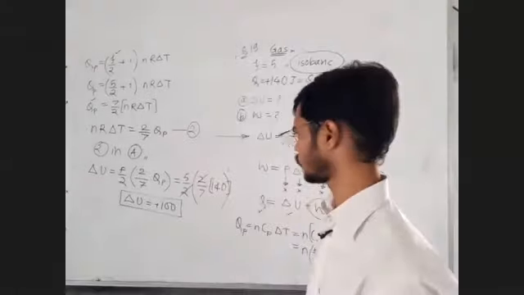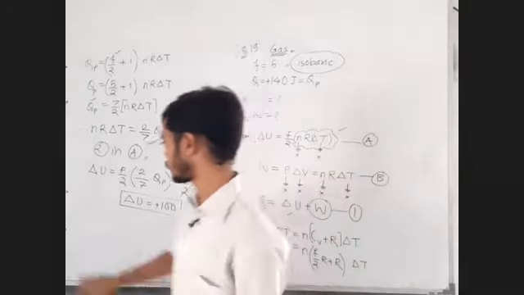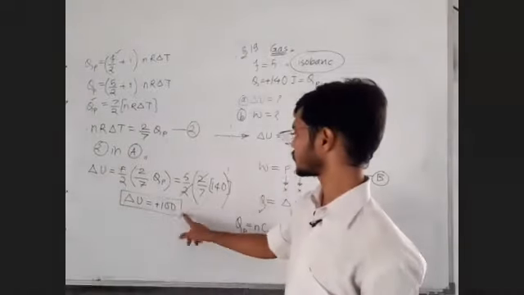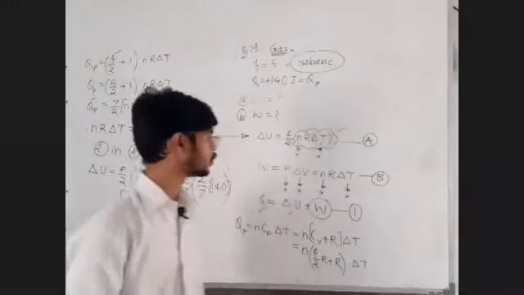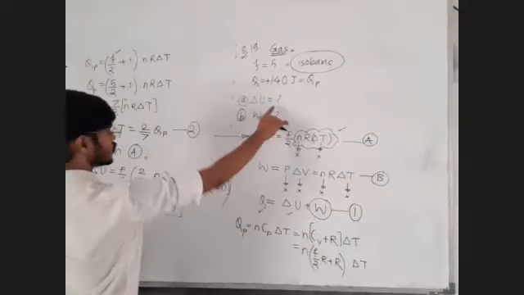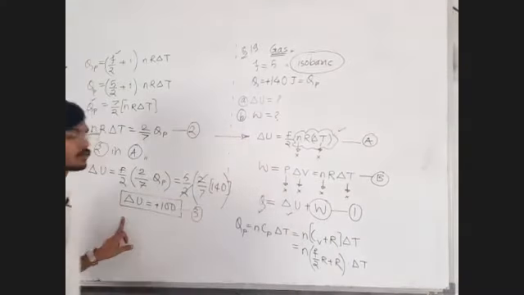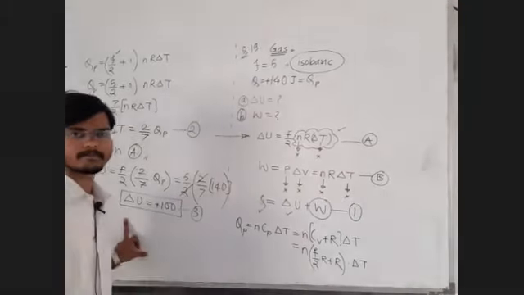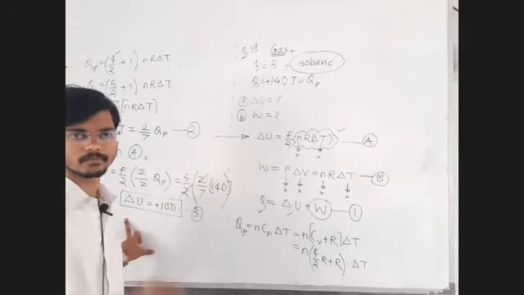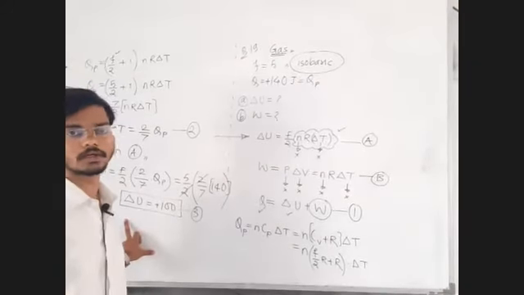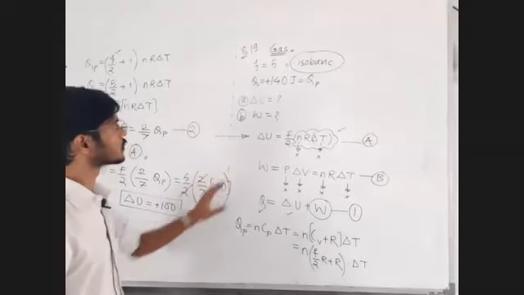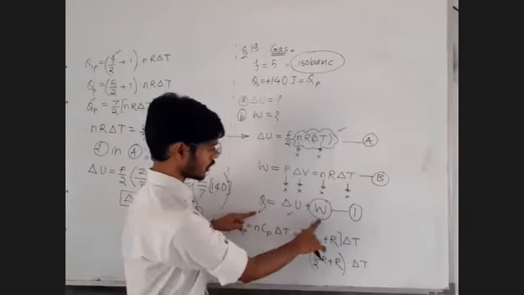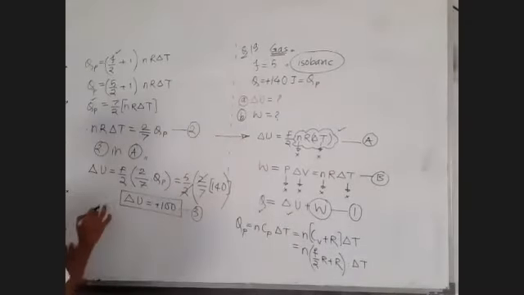Fine. That kind of question we have already solved, and in the further course we will be tackling those questions also. So is this clear up to here? We just found out delta U, which was asked. Good. So now, upon knowing this delta U, Q we know, delta U we know, W we can find out. Very simple.